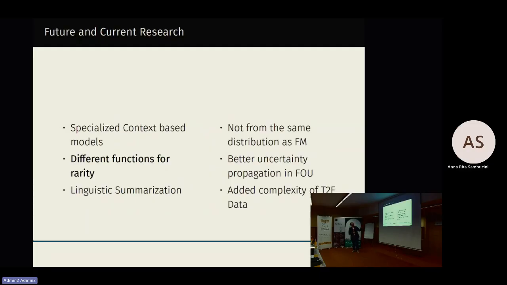We want to try out different functions for rarity so that we have more diversity in the different assumptions that we have, and to better propagate this field of uncertainty towards the prediction itself, and maybe even embed it as an interval of uncertainty. And again, here we must consider the trade-off between reward and complexity.